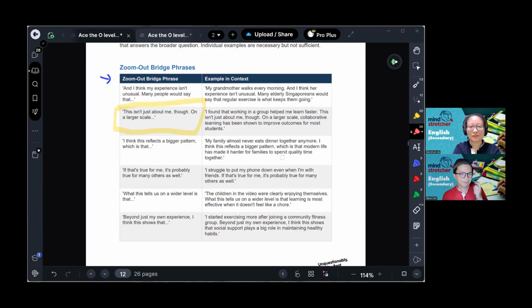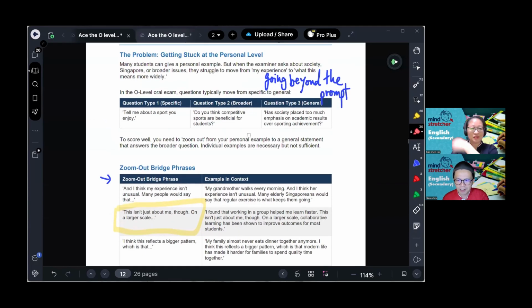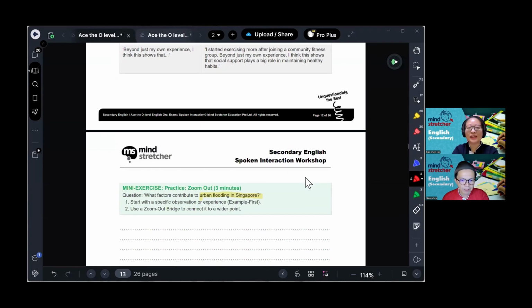But not too much. It's just a little bit, because remember the zoom out phrase is for you to go beyond the prompt. So the prompt is this: urban flooding in Singapore. So that first part which you did was very important because you answered the question. That's very good. That will already get you your band 4. So now you're thinking about how to get the band 5. Right? You need to move beyond the prompt. You see? Okay, thank you very much, Afsin.